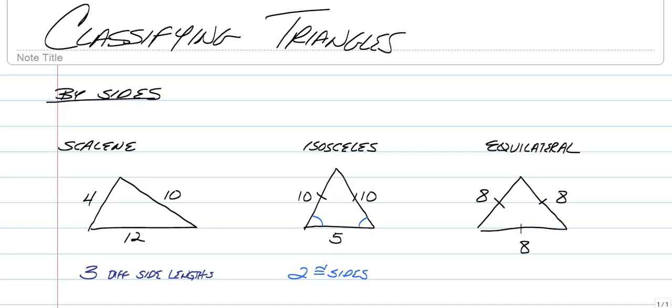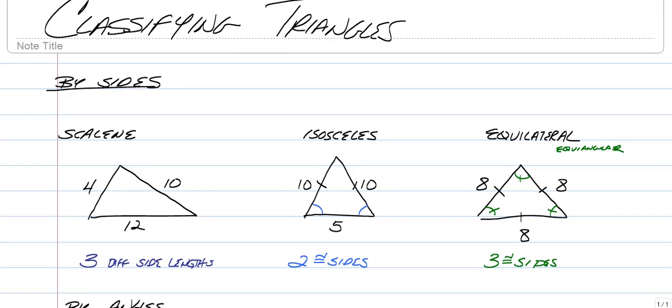And last, in terms of side classification, we have the equilateral triangle, which means all three sides are congruent. Similar to the isosceles triangle, all three angles of an equilateral triangle are going to be the same. That means you can also call this equiangular, but that would be a classification in terms of angles, not sides. So the three classifications for sides are scalene, isosceles, and equilateral.